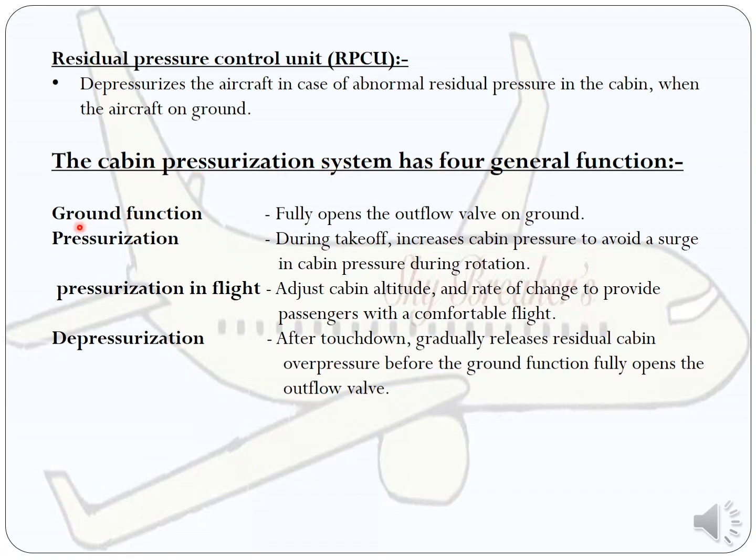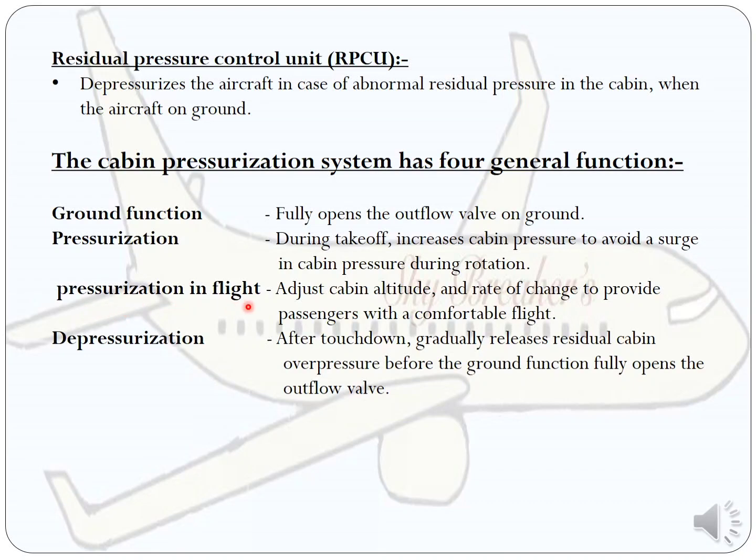Next one is the cabin pressurization system, which has 4 general functions. The first one is ground functions. Normally the outflow valve is fully open on the ground. Next one is pressurization. While taking off, to avoid a sudden increase of cabin pressure, the cabin starts pressurizing when the thrust lever is set for takeoff.